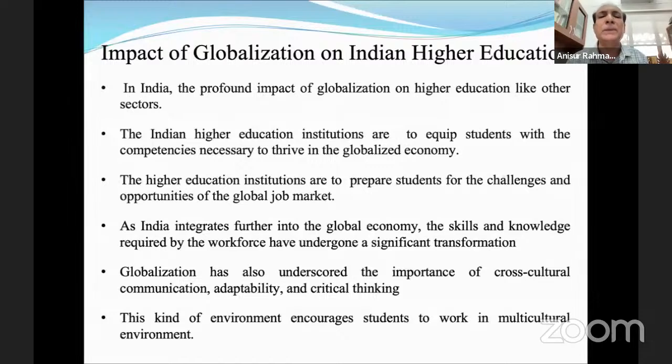Then we will be able to meet the requirements of our own nation, and we will be able to convert these young minds, this young population, into human capital. Once we do it, it is definitely going to help in realizing the great dream of Viksit Bharat, the developed nation. So here we need to do a lot.